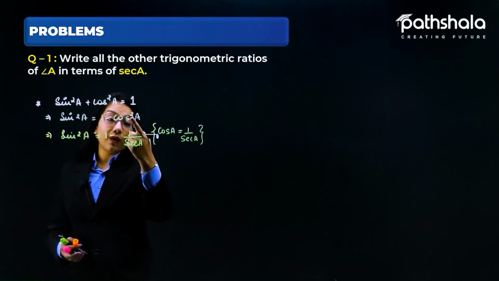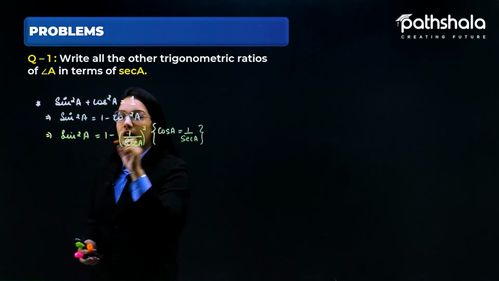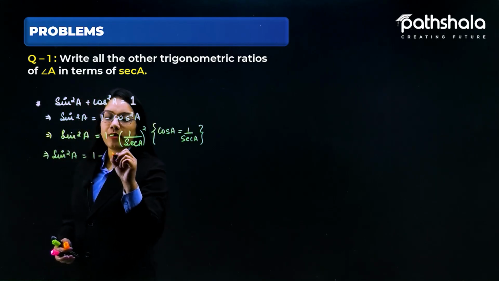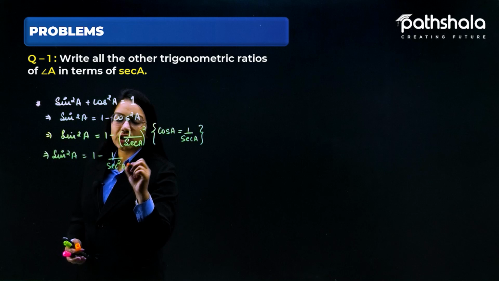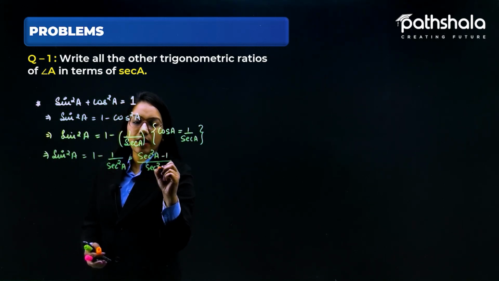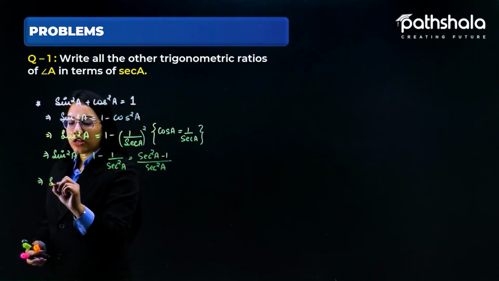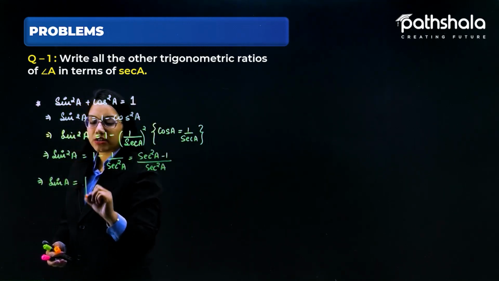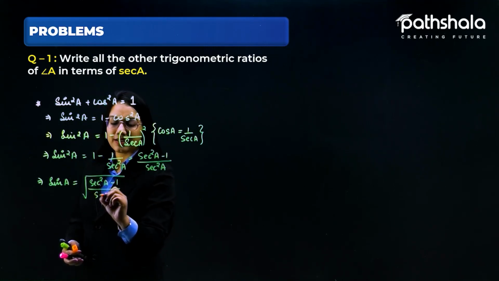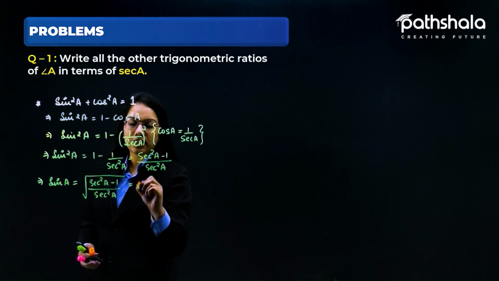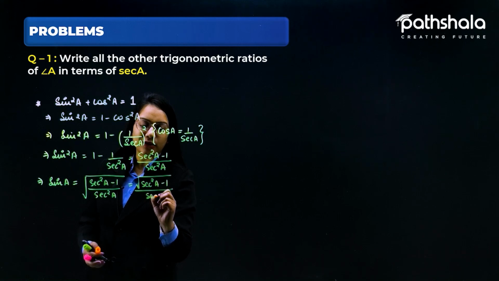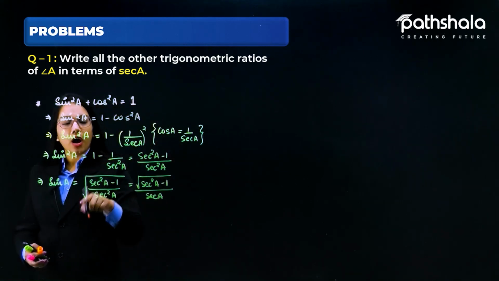Since it is a whole square, we can write this as a whole square. Now, solving further, sine square A is equal to 1 minus 1 by secant square A. Let's sort it out. This is secant square A minus 1 divided by secant square A. So sine of A would be the square root of secant square A minus 1 divided by secant square A. Further, we can write this as the square root of secant square A minus 1 divided by secant of A. I'm just taking a square out of the square root.